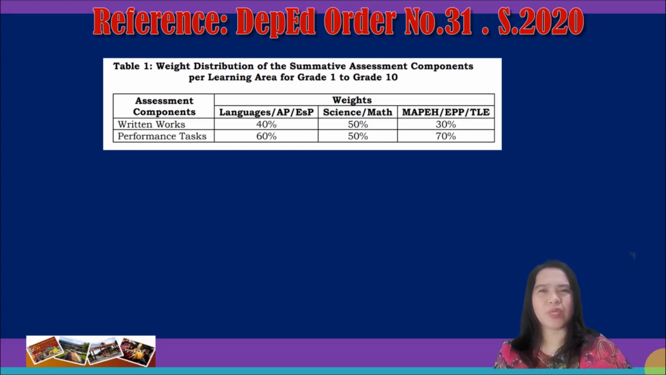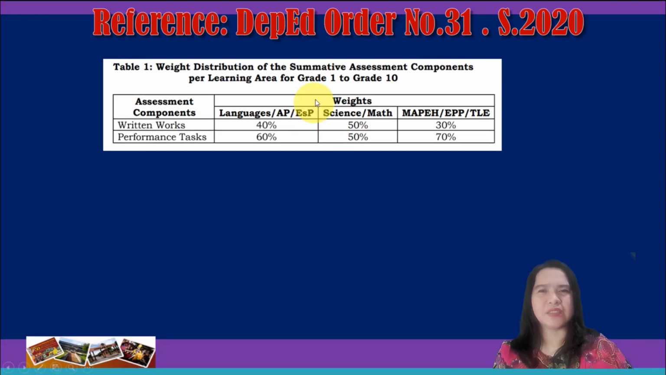So for Table 1, we have the weight distribution of the summative assessment components per learning area for grades 1 to 10. For the written works under language, AP, and ESP, we have 40%. Under it, we have the performance tasks, which is 60%. The weights for science and math under written works is 50%, while the performance task is also 50%. For the subjects MAPE, EPP, and TLE, we have 30% for the written works and 70% for performance tasks.